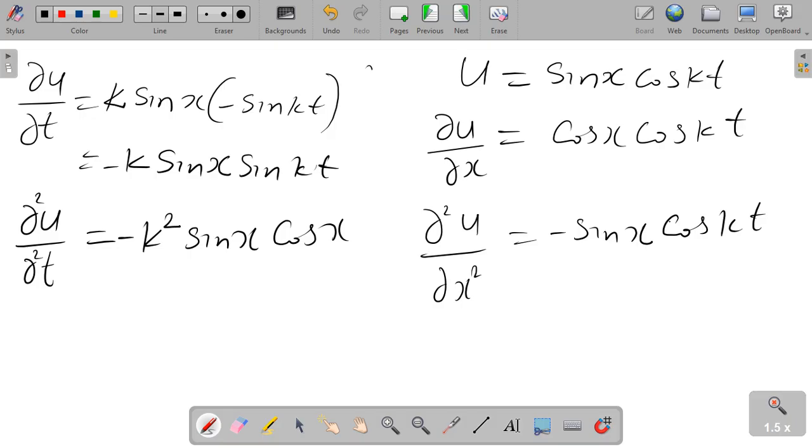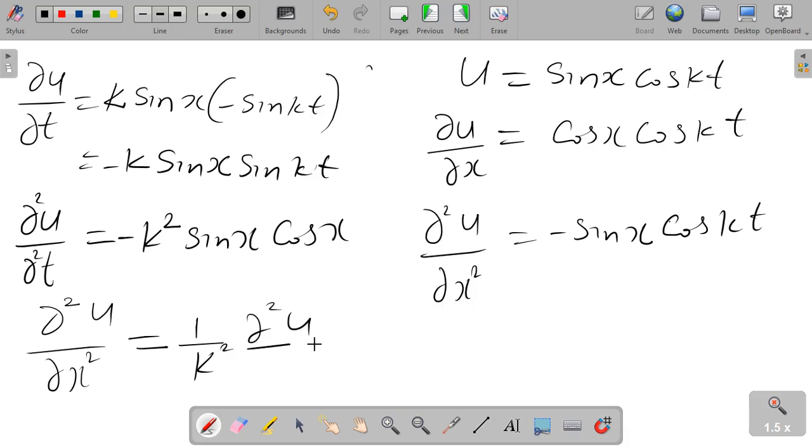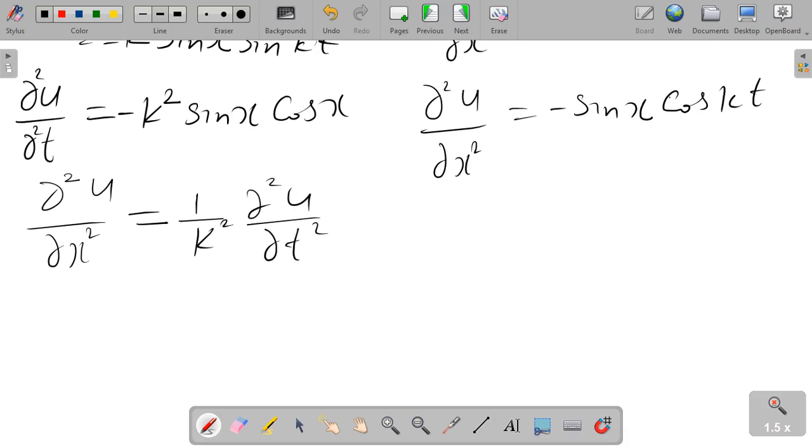Okay, let's see if it satisfies it. What we need to satisfy is that partial squared u over partial x squared must be equal to 1 over k squared partial squared u over partial t squared. Let's see if it satisfies that. If I put this one now, let's see if they will give you the same thing.